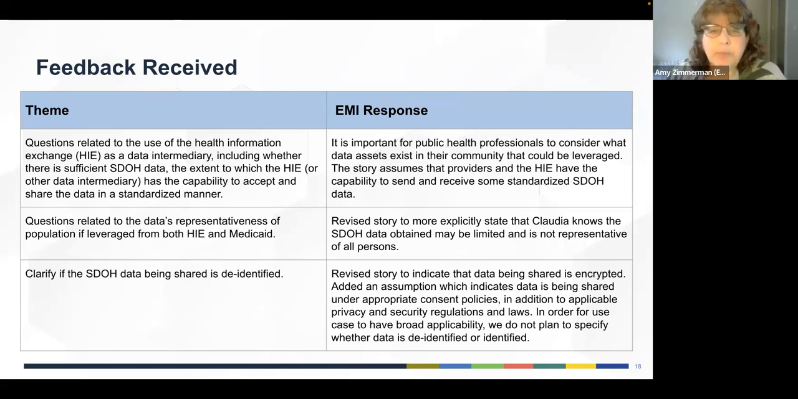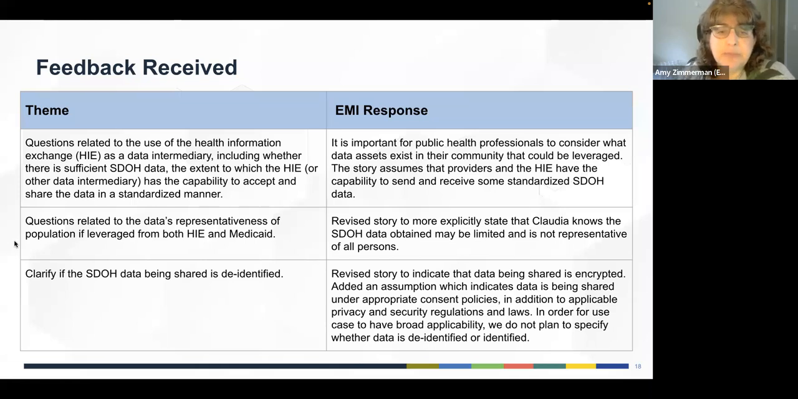But the important point here is that, for each community in this story and in general, it would be important for public health professionals to consider what data assets are in their community that they could leverage if there is already some aggregation going on with this information. And the story is making the assumption that the providers in the HIE have the capability to send and receive standardized data. So we know it's not necessarily current state, but we're making the assumption because it's the future state we're trying to drive to.